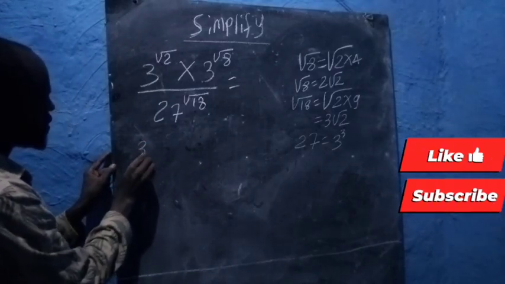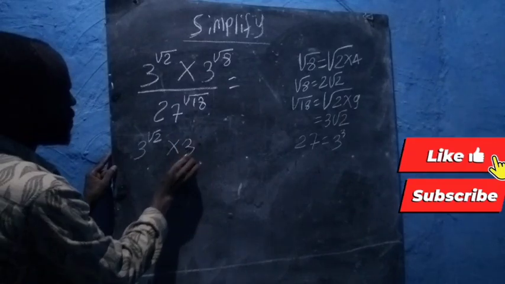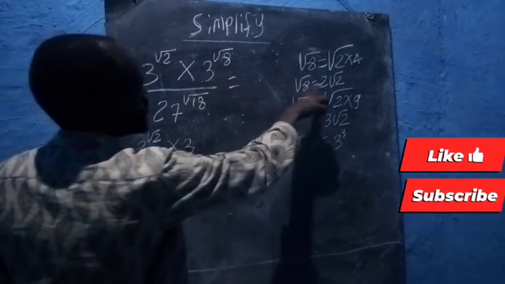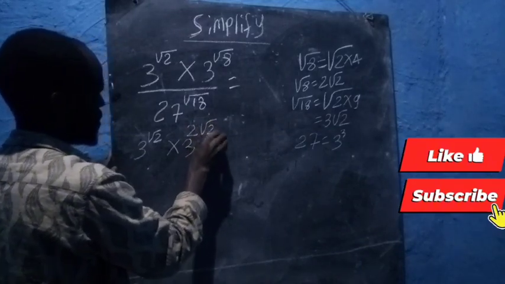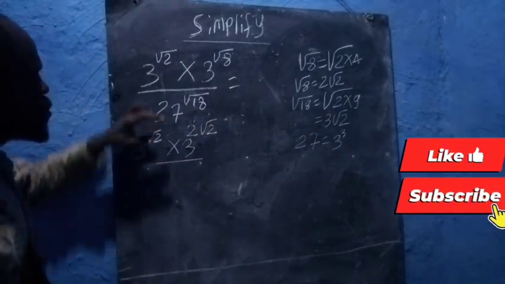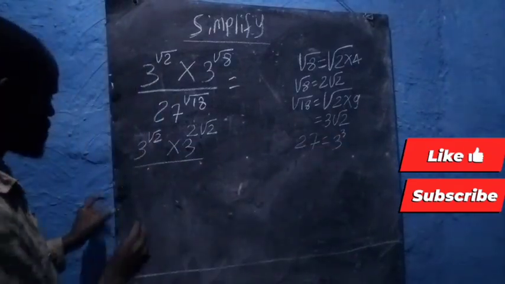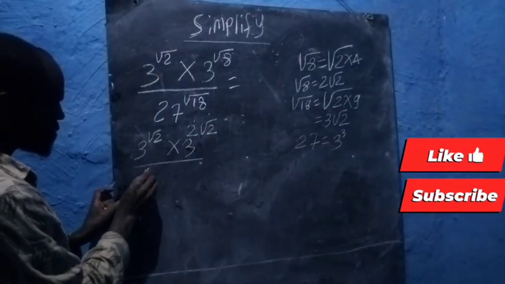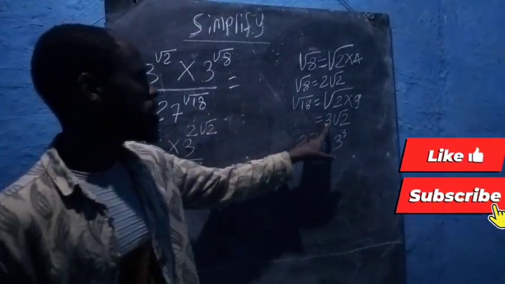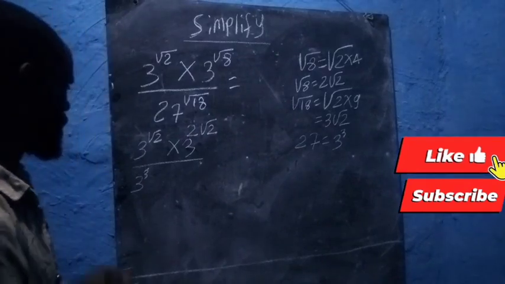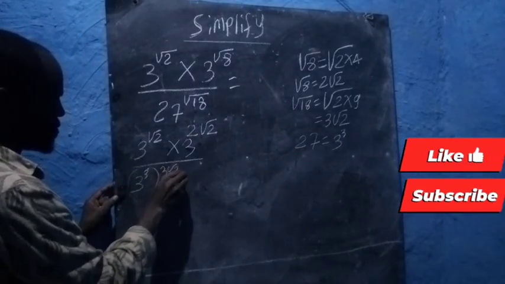So 3 to the power of radical 2 times 3 to the power of radical 8, which means 2 radical 2, over 27, which means 3 to the power of 3, to the power of radical 18, which means 3 radical 2.